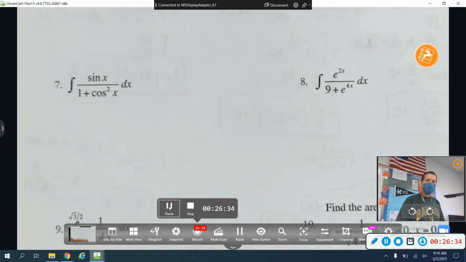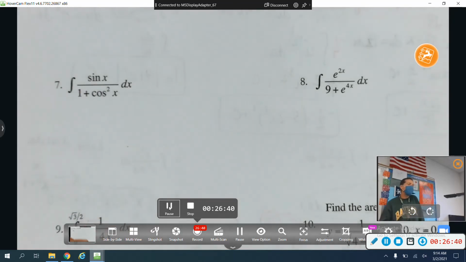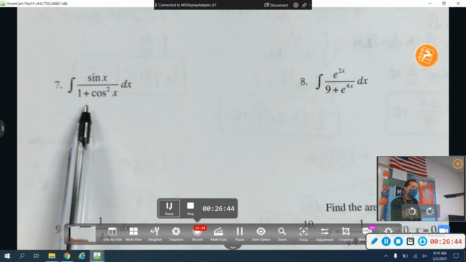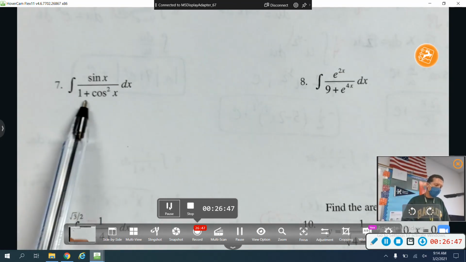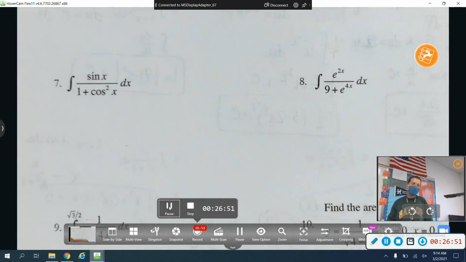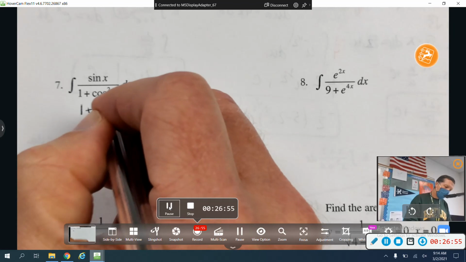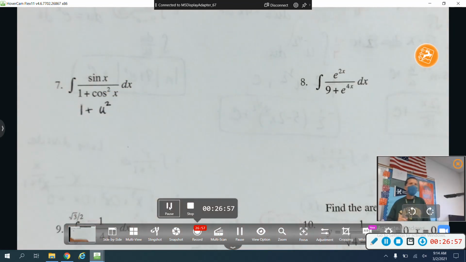On number 7, what does that one kind of look like? Because if you're thinking u substitution and you let u be the bottom, that squared thing is messed up. It's a true identity. No, it's 1 minus cosine squared. So a good idea, but not quite.